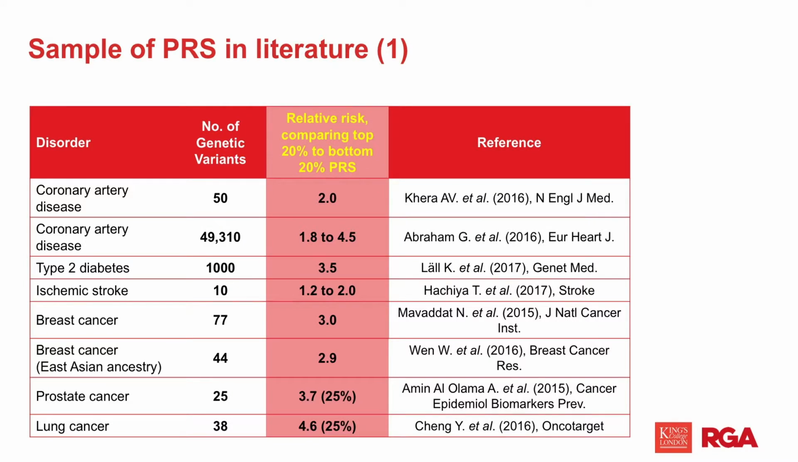So typically what we can do is compare people that have the highest polygenic risk scores, the highest genetic predisposition to a disease, against people who have the lowest polygenic risk scores, a lower genetic predisposition to disease. And what you'll see here is that we're seeing very powerful risk differentiation between those two groups. And you'll also see that the number of genetic variants being used in polygenic risk scores varies from tens of SNPs to hundreds of SNPs to thousands and sometimes actually millions of SNPs.